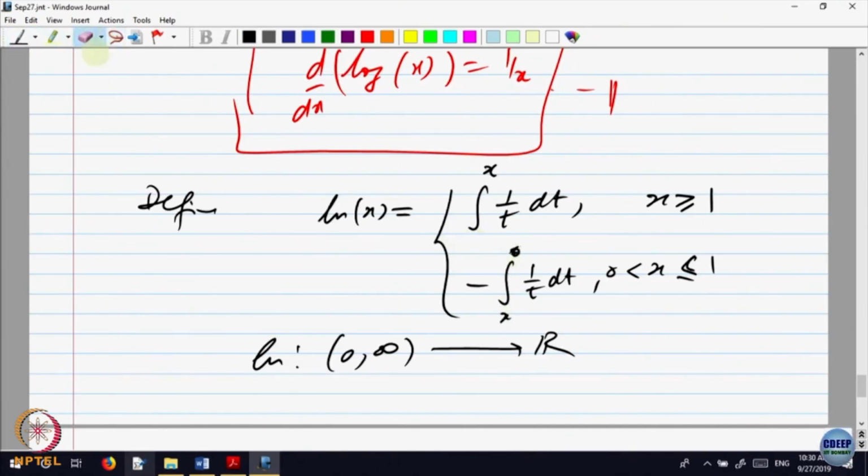What correction she has said, I should have applied it here also. Log of 1 you want 0, so 1 to x integral, that is when x is bigger than 1, and when it is less than 1, you can write 1 to x, but normally you write lower limit to upper limit, so with a negative sign. So this is a function defined for all positive real numbers.